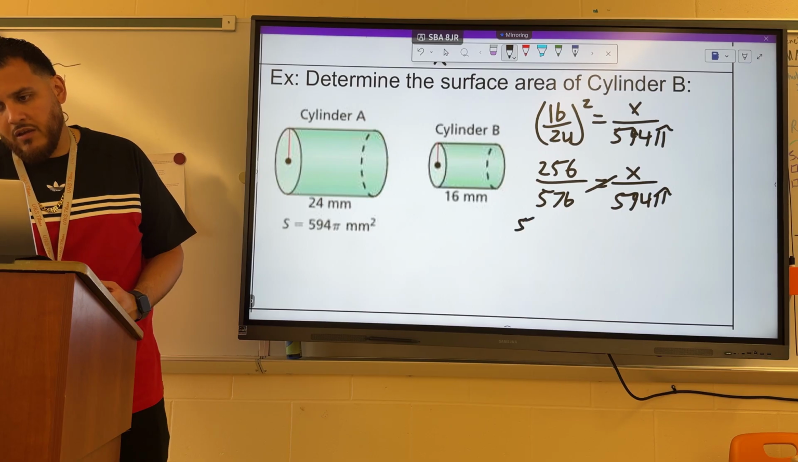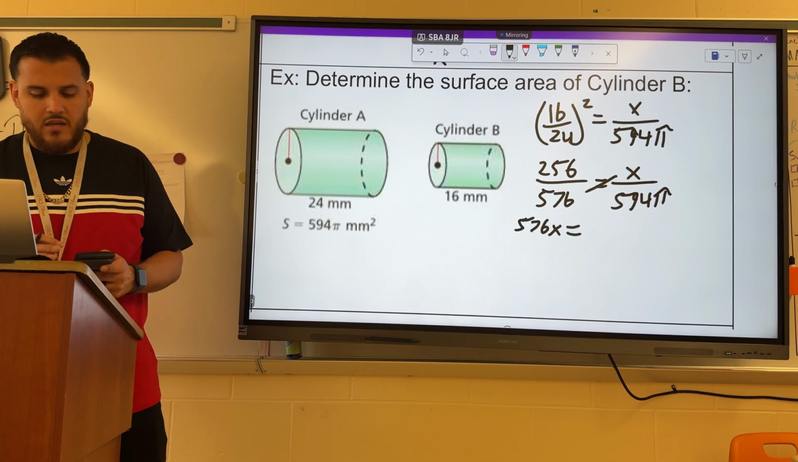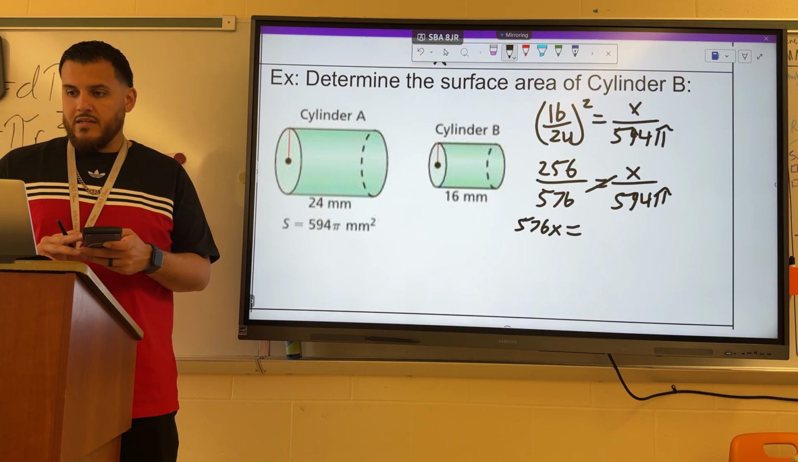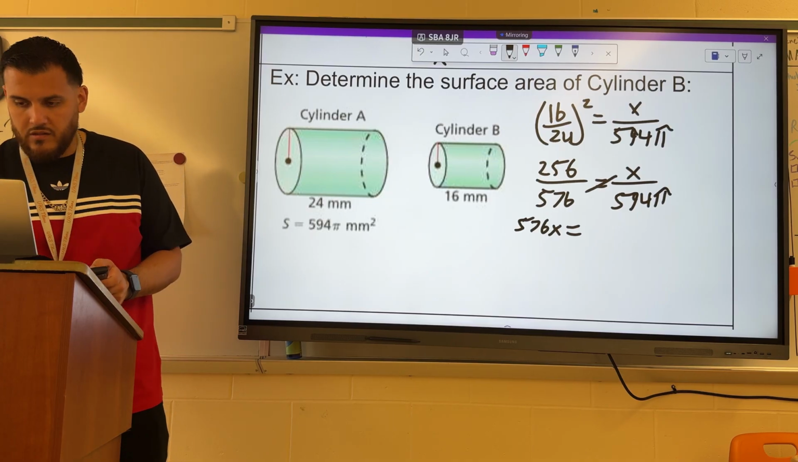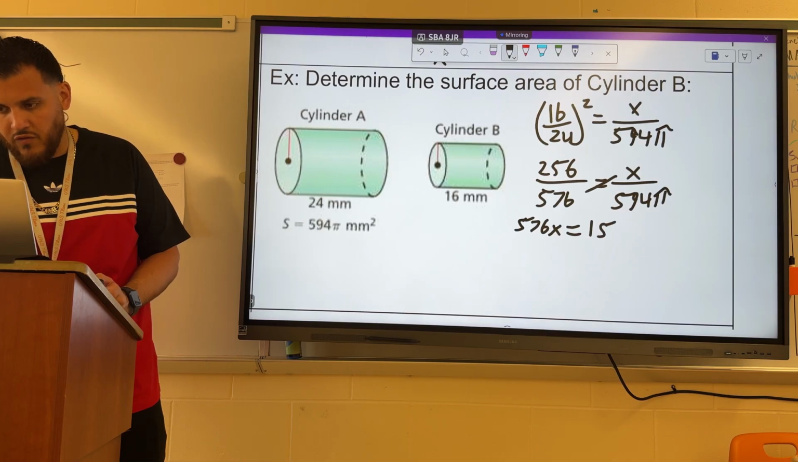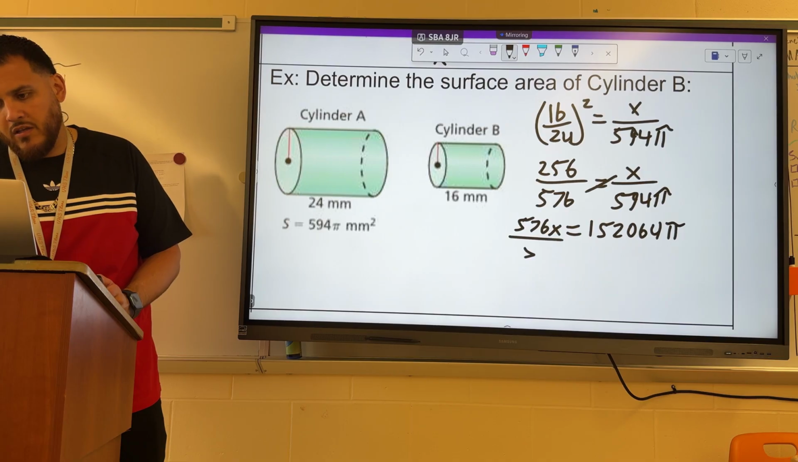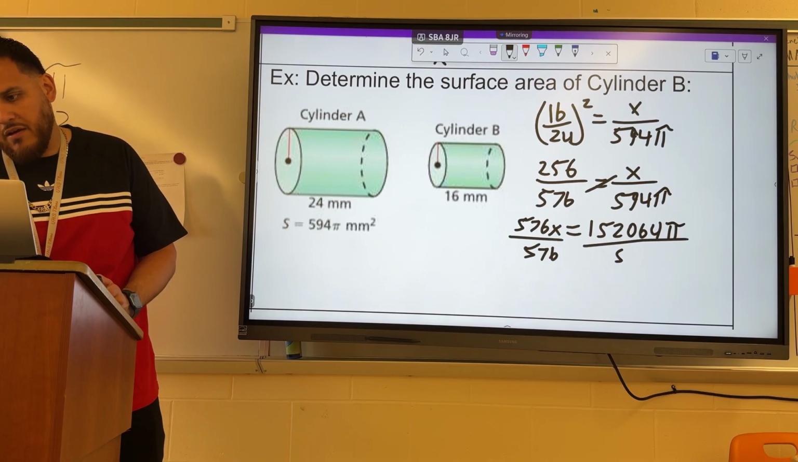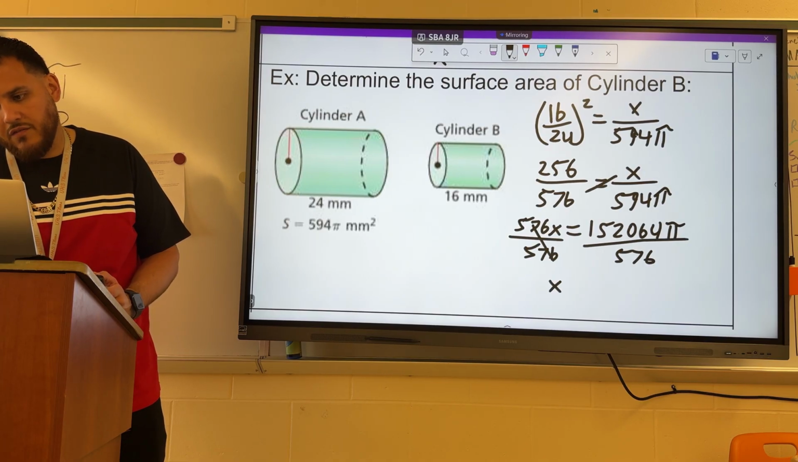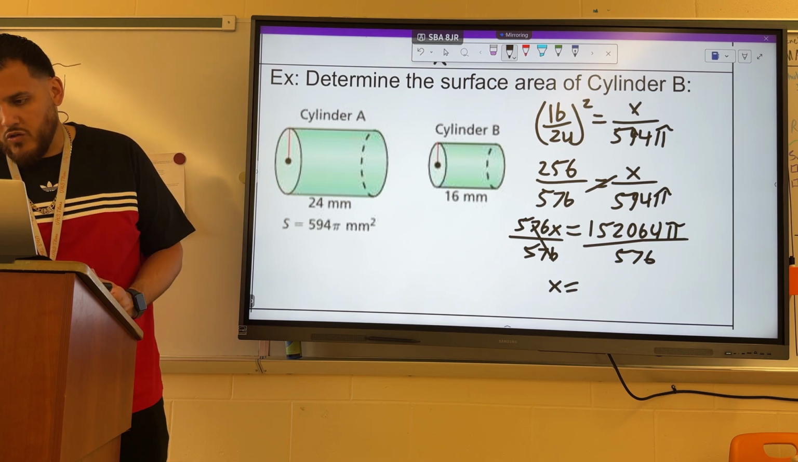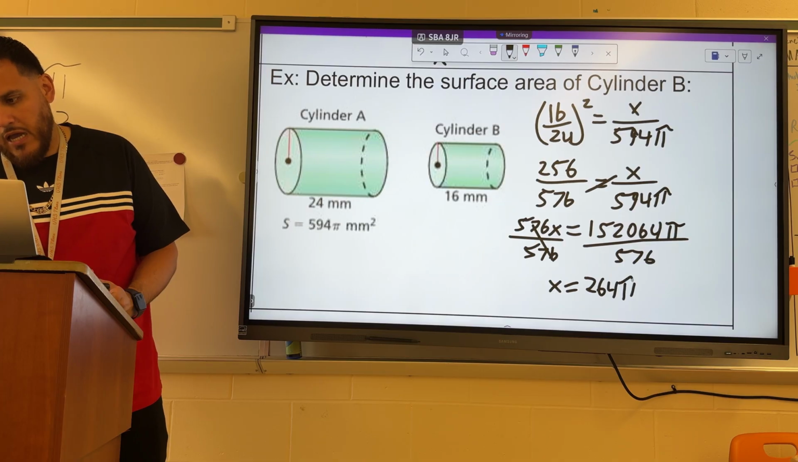Cross multiplying, I'm going to get 576x equal to, let's see here, 594 pi times 256 will give me 152,064 pi. We can divide both sides by 576 to find this surface area measurement for cylinder B, which would be 264 pi millimeters squared.